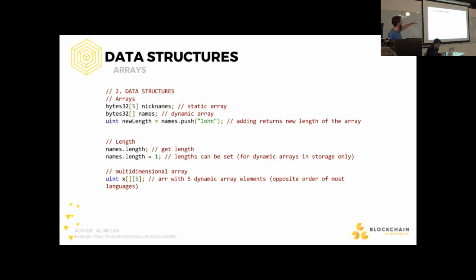The way you instantiate a static array, which is an array with a set amount of elements, is just in the square brackets, specify how many elements you want. If you want it to be dynamically sized, do it that way, without the number. Okay. And you can get the length as you could in Python, etc. Now, the reason we don't want to be using arrays is because arrays require us to loop through them sometimes. And loops are generally not considered a good practice in Solidity.